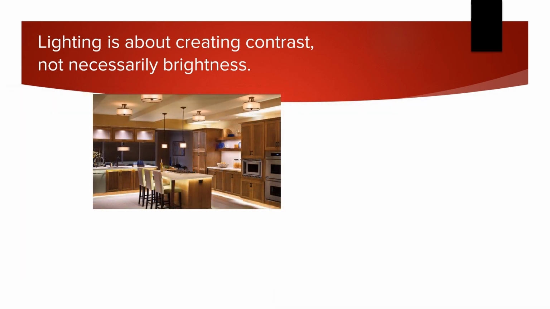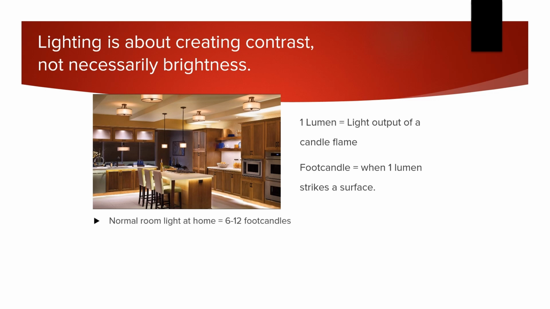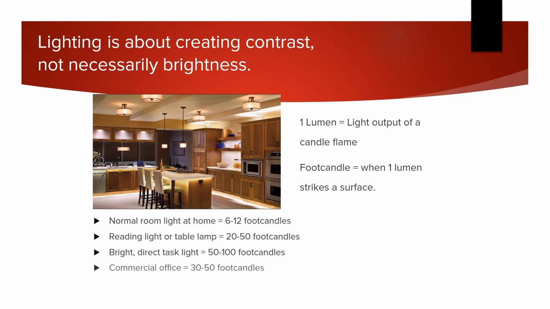But for those of you who really love to dig into specifics, lighting recommendations for specific areas are given in foot candles. Normal residential fixtures provide about 6 to 12 foot candles of ambient room light. A reading or table lamp next to a person will provide about 20 to 50 foot candles. A task light specifically meant to light a delicate or detailed workspace will deliver about 50 to 100 foot candles. Commercial office spaces need 30 to 50 foot candles of light.